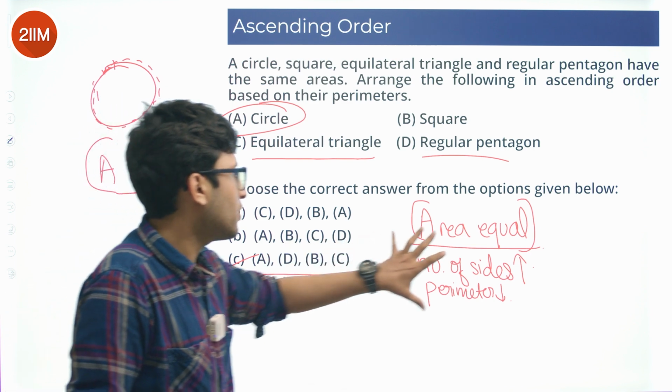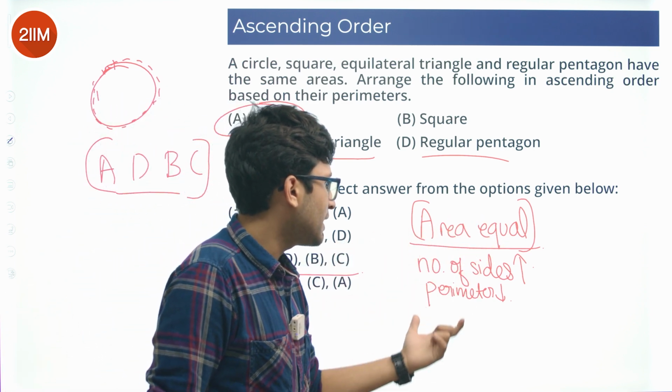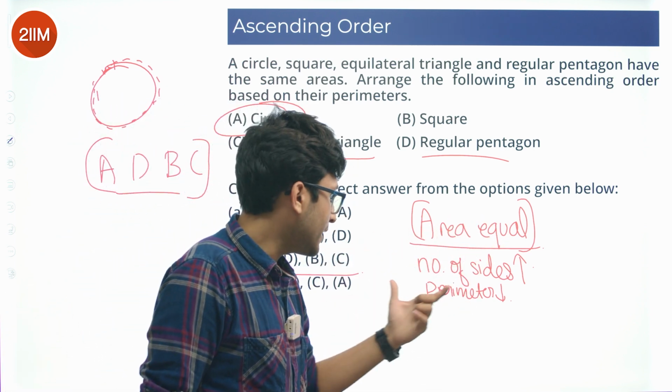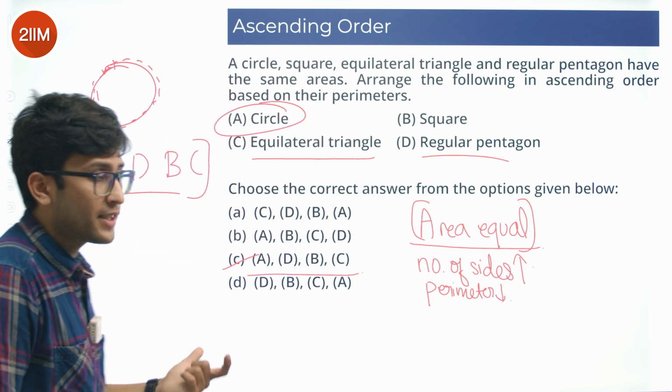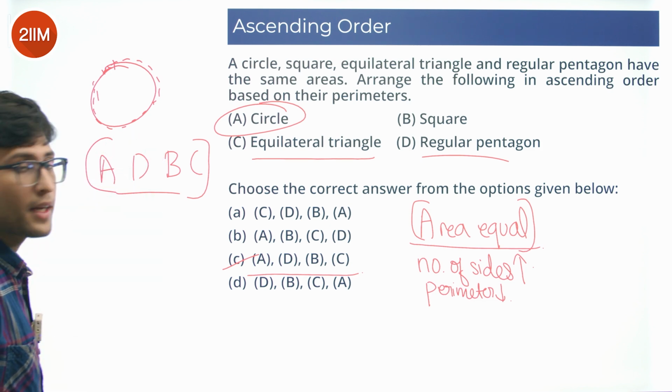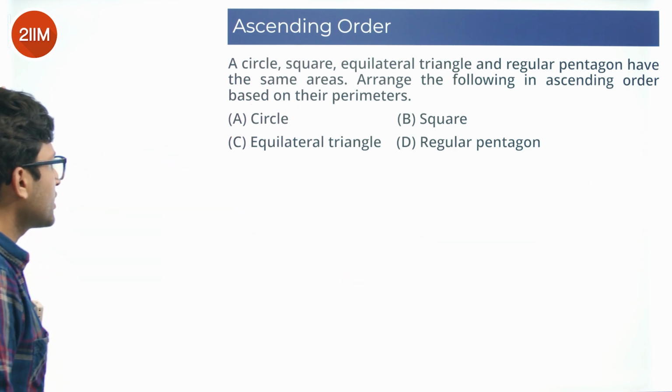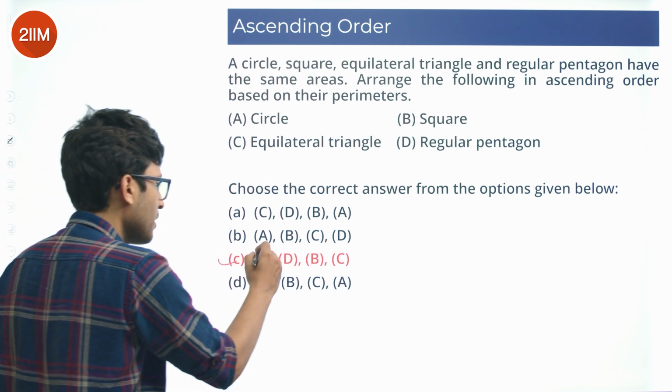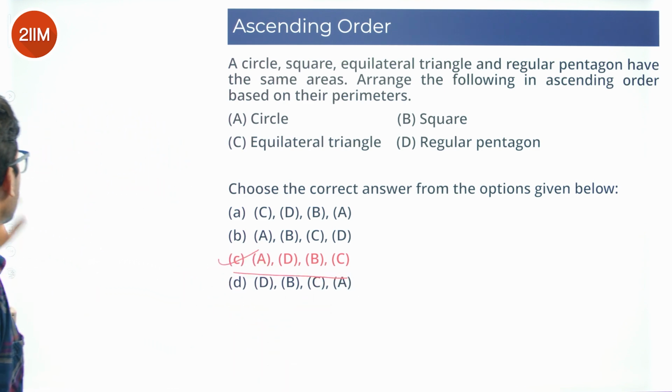Okay, it is just based on this understanding that if area is equal, as the number of sides increases, the perimeter overall of that very structure decreases. Only on that understanding we got our answer as A, D, B, C. Let's check. Yeah, perfect. We got our answer right.